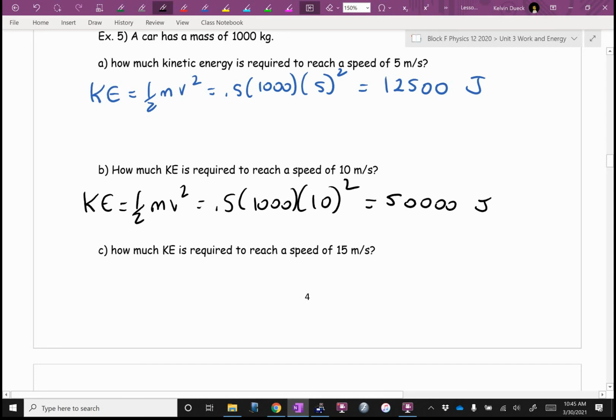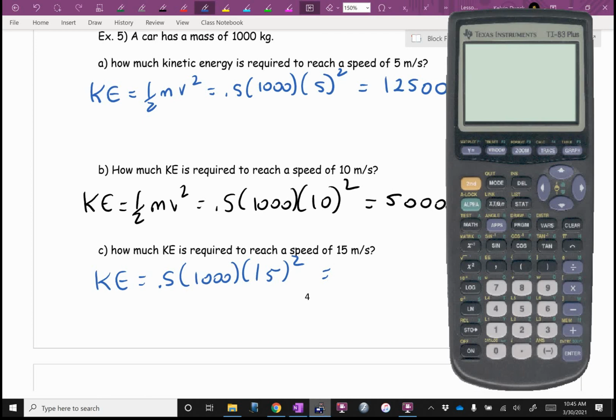That squared dominates everything. So to go 3 times as fast, what's 3 squared? It's going to take 9 times more energy. So if I want to go 15, it's going to be 0.5 times 1,000 times 15 squared. And there's 2 ways you can get that. You can crunch it, 0.5 times 1,000 times 15 squared, or I'm going to go 12,500 times 9. 3 times faster, 9 times the energy, 3 squared.